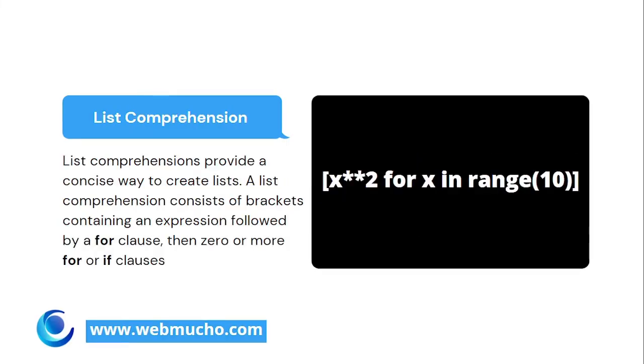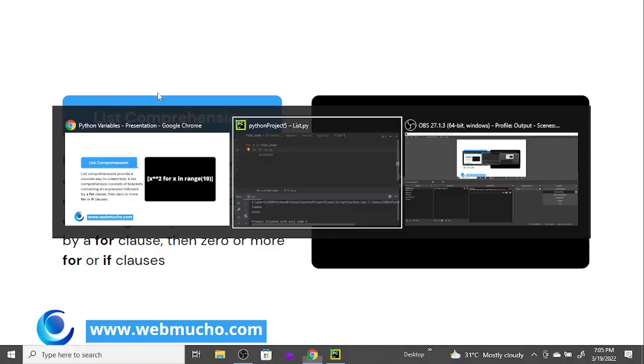Now let's get a bit more simplified by using what we refer to as list comprehension. So now a list comprehension provides a concise way to create a list. A list comprehension consists of a bracket containing an expression, followed by a for clause, then zero or more for or if clauses. Don't mind the long definition. We are going to take a look at it in this example.